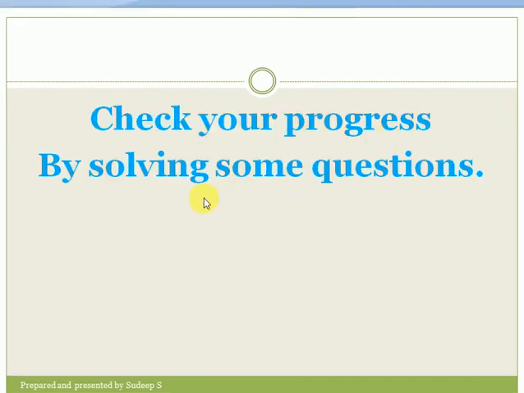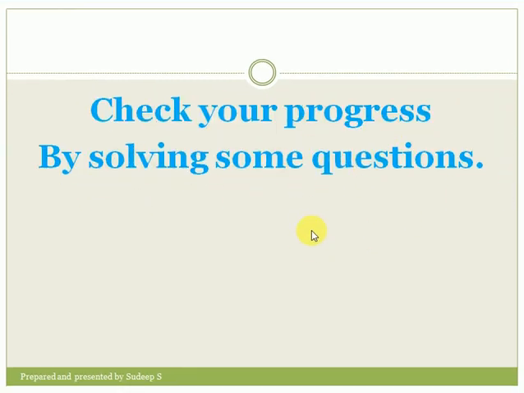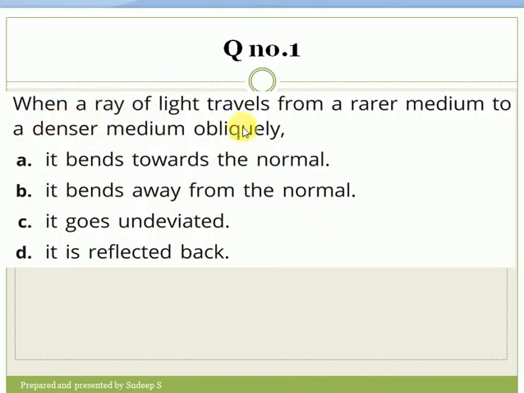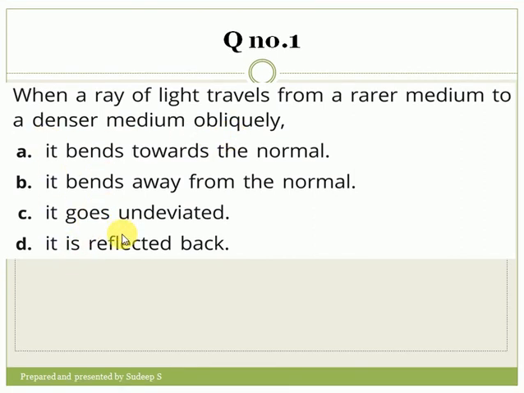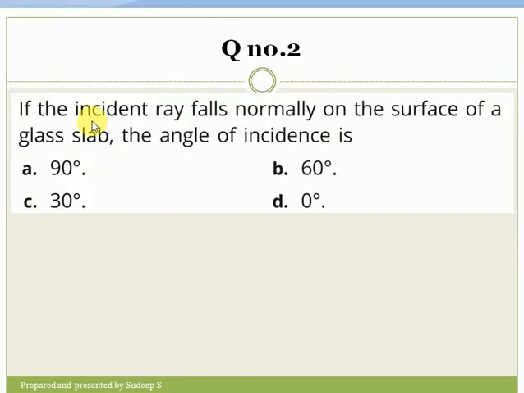Check your progress by solving some questions. When a ray of light travels from a rarer medium to a denser medium optically, these are the options. Question number 2. If the incident ray falls normally on the surface of a glass slab, the angle of incidence is.